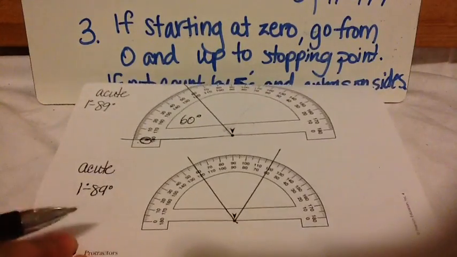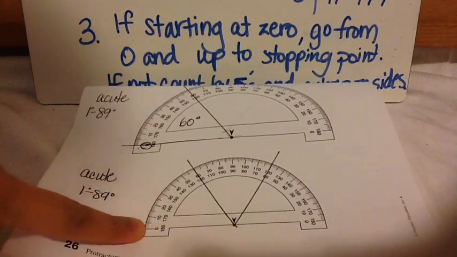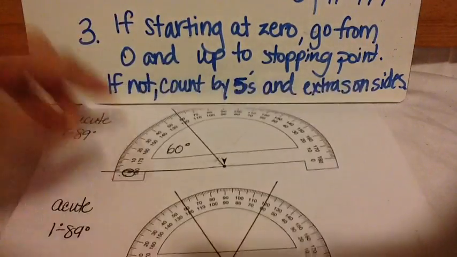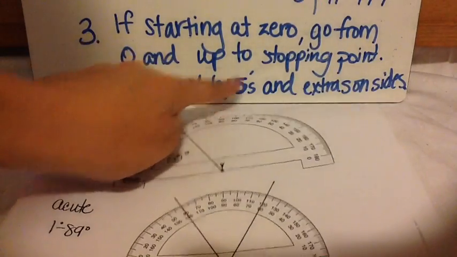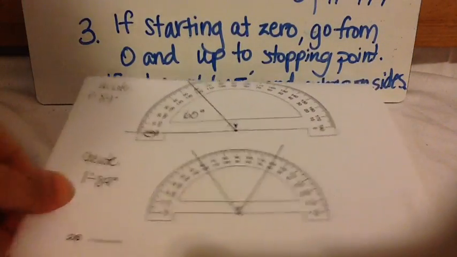So looking at this, it says if starting at 0, go from 0 and up to the stopping point. But you know what? This isn't starting at 0. It doesn't start here. It doesn't start there. It's kind of random in the middle. So it says if not, count by 5s and extras on the side. So let me explain what that means.